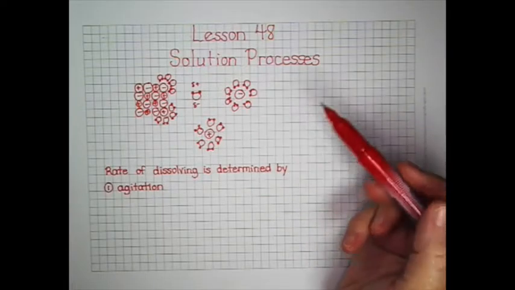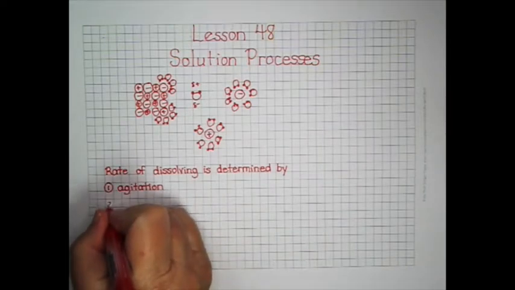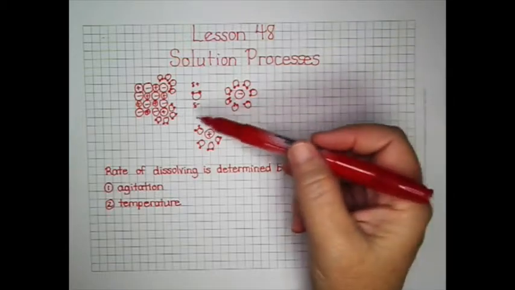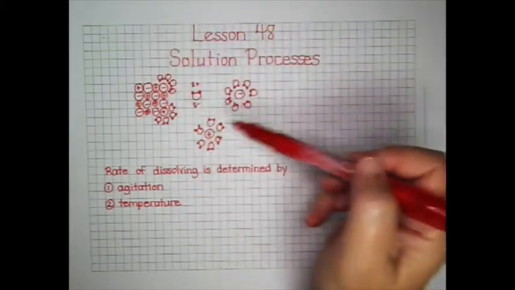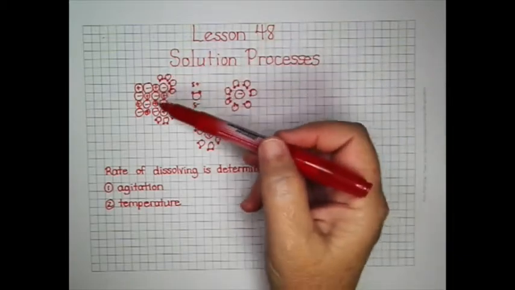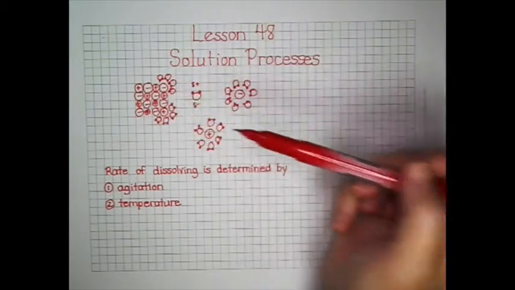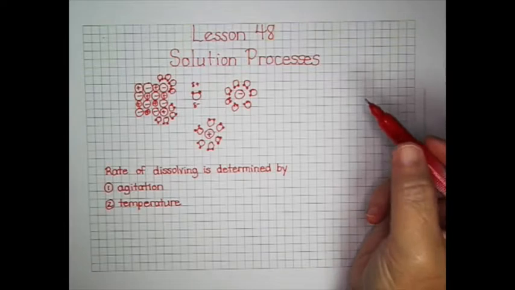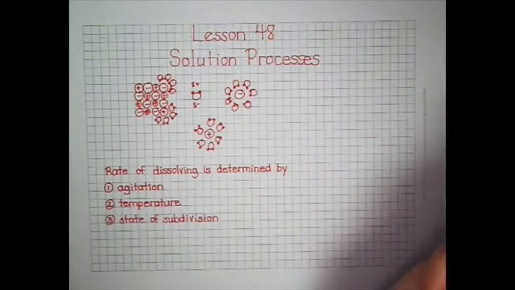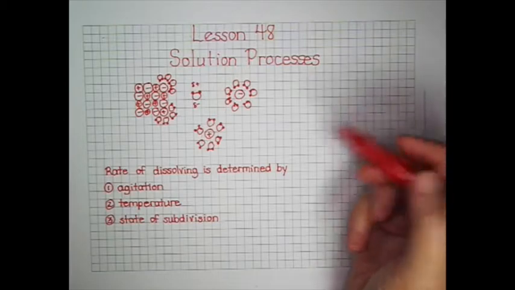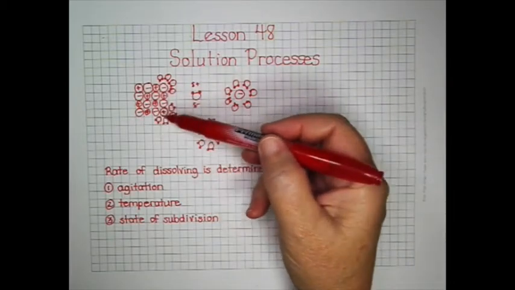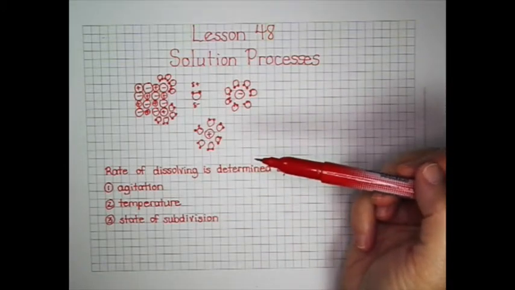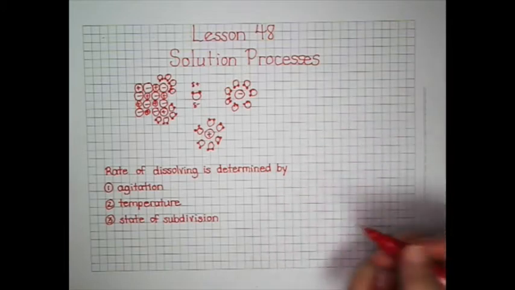You know that. All right, another thing that makes a difference is temperature. Again, this makes perfect sense because the higher the temperature, the more the water molecules are moving around. And the more they're moving around, the more likely they are to bump into this crystal and grab hold of an ion. So that makes perfect sense. The third thing may not be quite as obvious, and that's state of subdivision. State of subdivision just means how big are the solute crystals. The smaller they are, the faster they'll dissolve. The bigger they are, the slower they'll dissolve. This also makes perfect sense.